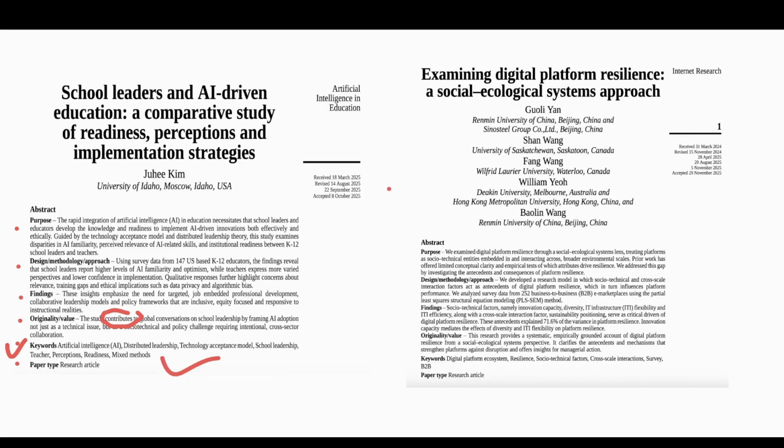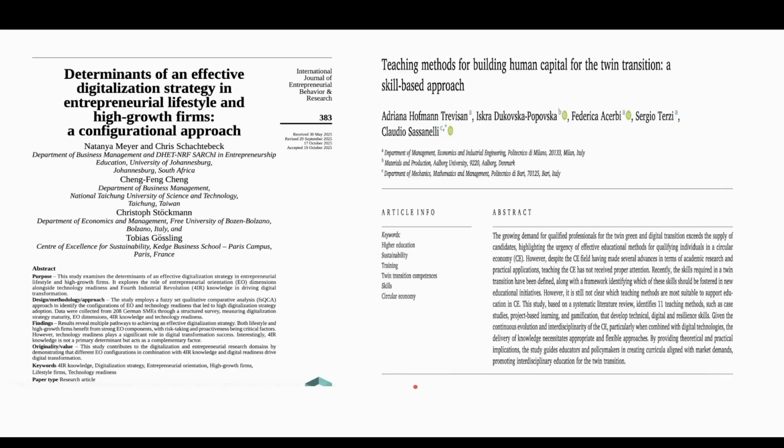Let's have a look at another article, again from Emerald. So again, the same structure. We have already understood it. Again from Emerald, let's have a look at another from elsewhere.